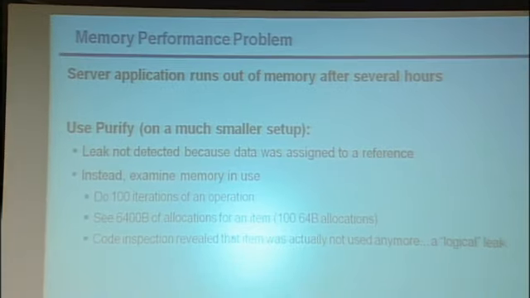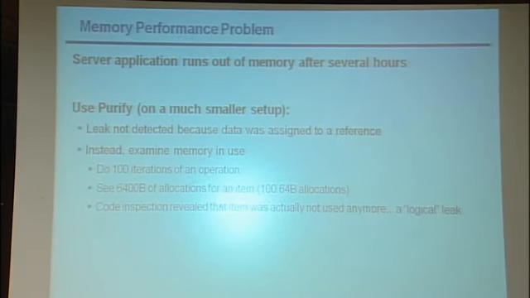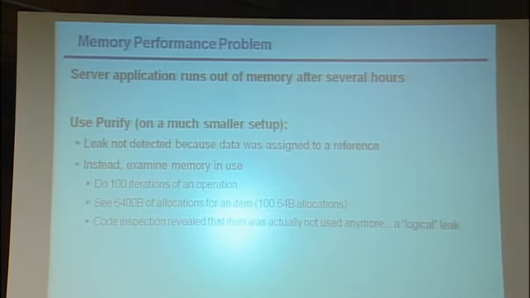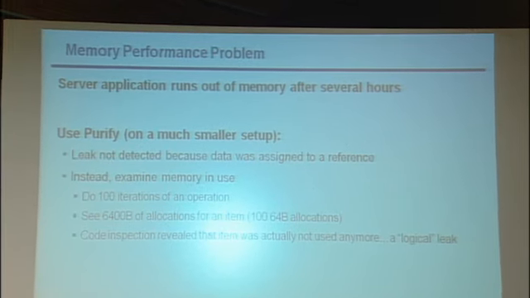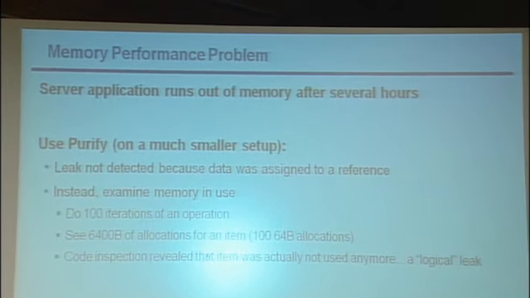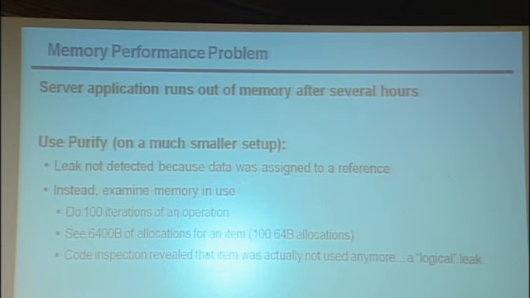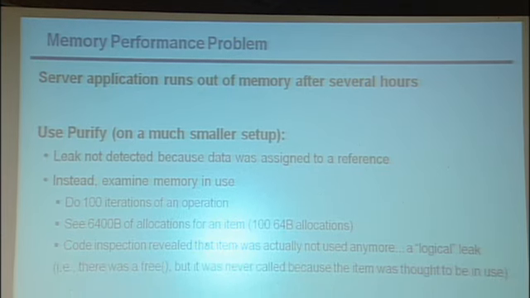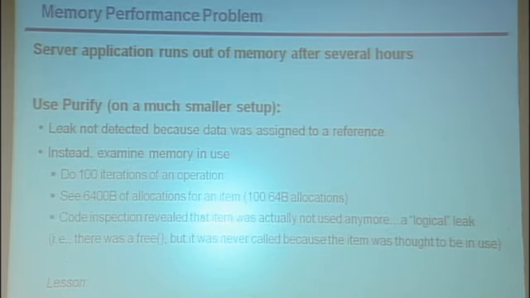Once I noticed that this particular piece of data was being allocated like this, I went through and I realized this actually was an accumulation and not a leak. So someone would allocate something whenever an incoming message came in, and there was a free somewhere, but it was never being called.